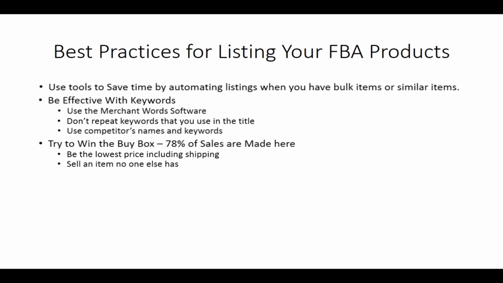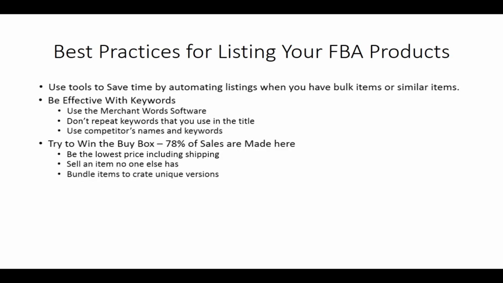Try to sell an item that no one has within a specific category. This will allow you to be found when others will not. Again, this is going to be dictated pretty much by what it is you're going to have available to you in your inventory, but you can actually bring unique items into a category or into a particular search, and then you will actually increase your chances of being seen in the buy box.